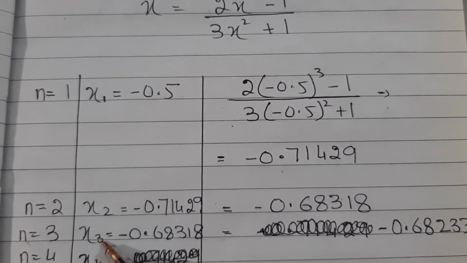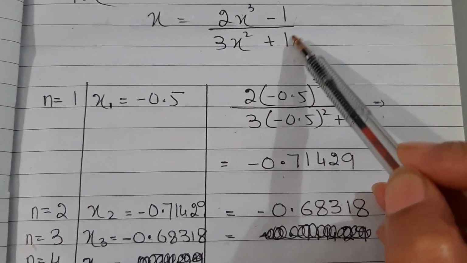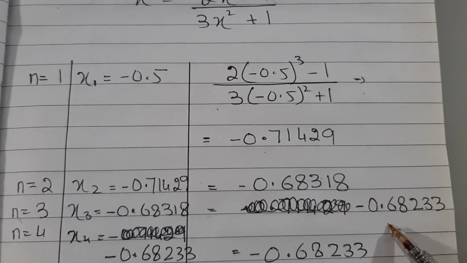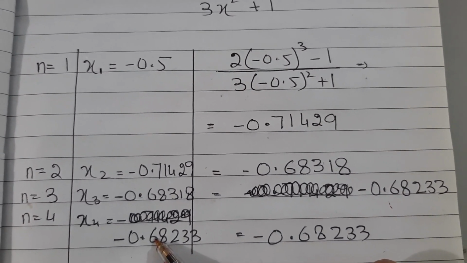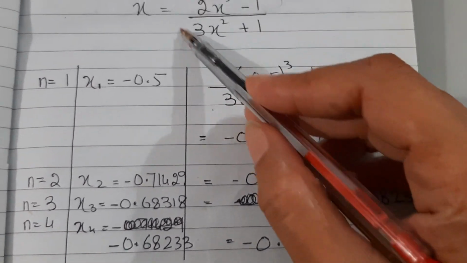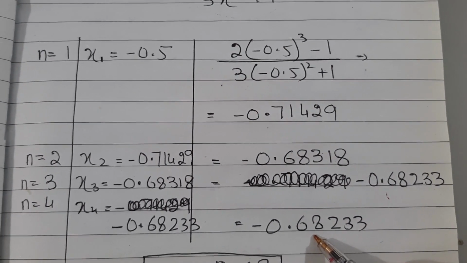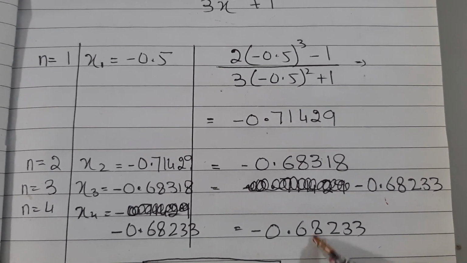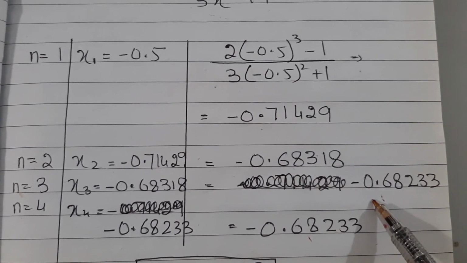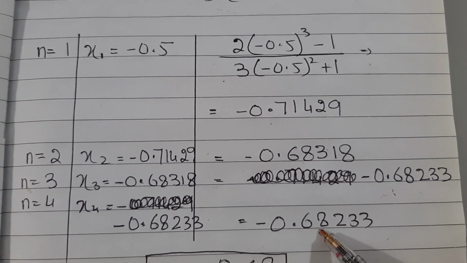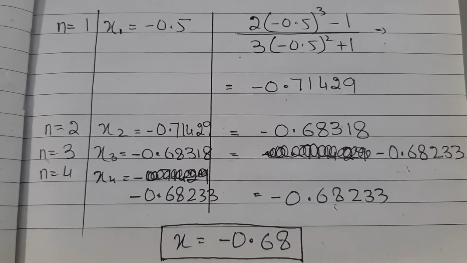You see I'm writing x3. So this is my third value of x for this part of the curve and I'm getting this answer. Then this will be my next value of x for this part of the curve and I'm getting this. Because the question was saying give your answer correct to 2 decimal places, so 0.68, 0.68, 0.68. So yes, -0.68 is the root of the equation.